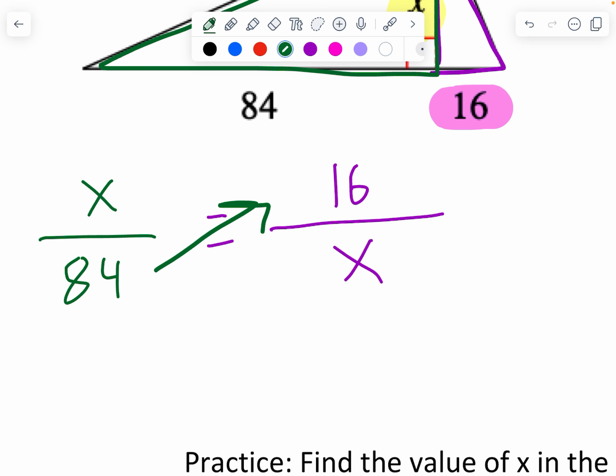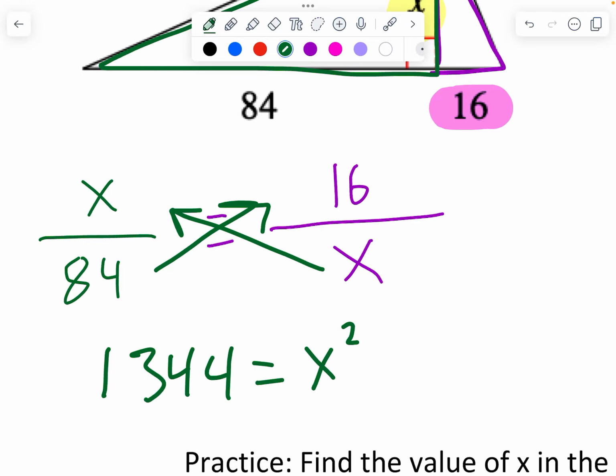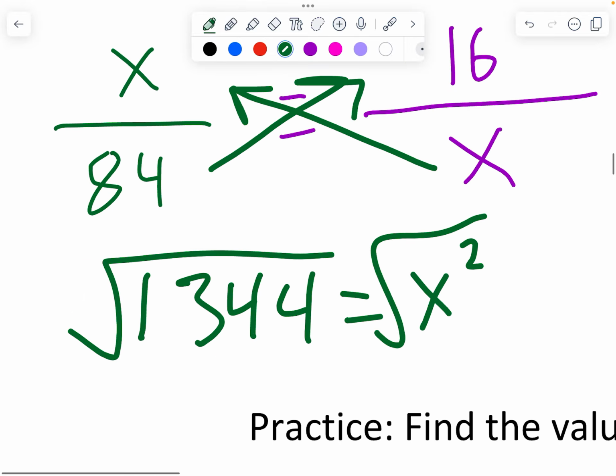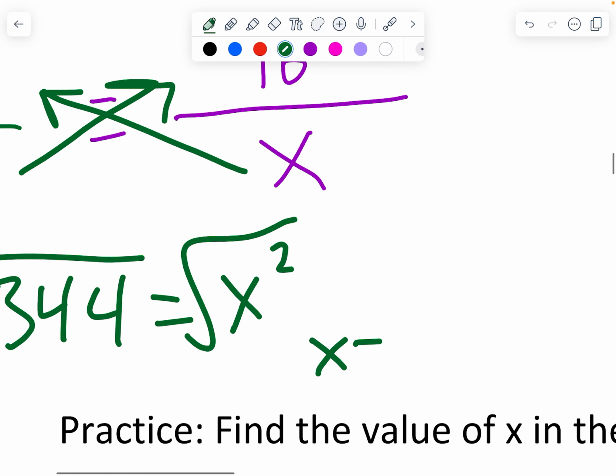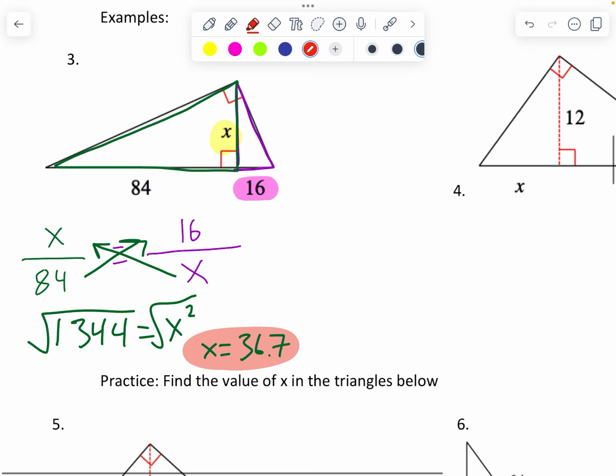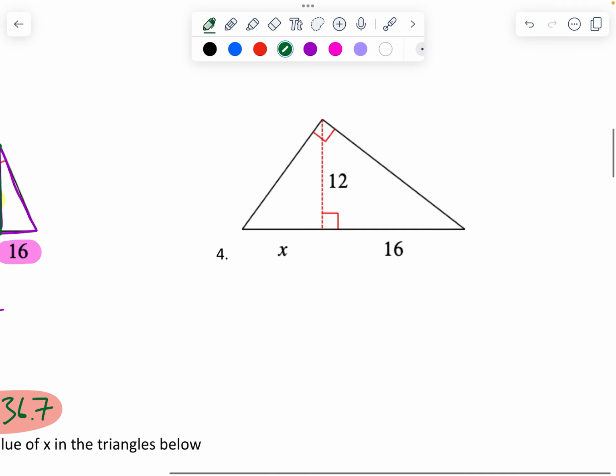I need a calculator, I don't know what that is. Wow, 1,344. And then we have x times x, and that's x squared. And now we can take the square root of both sides. So let's see, what is the square root of 1,344? It is 36.7. So our answer is 36.7. Okay, and that's how you solve that. Now, that was kind of me explaining more than you necessarily need. We're going to look at another one.